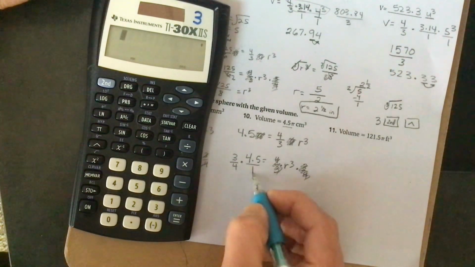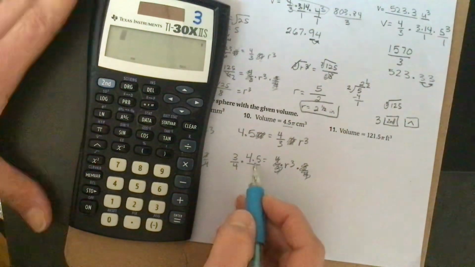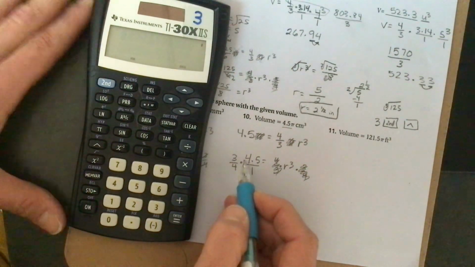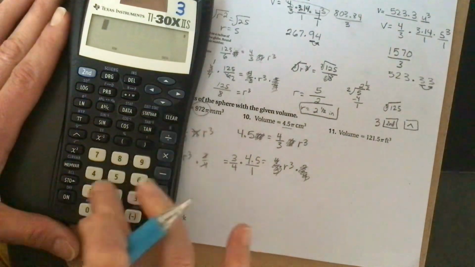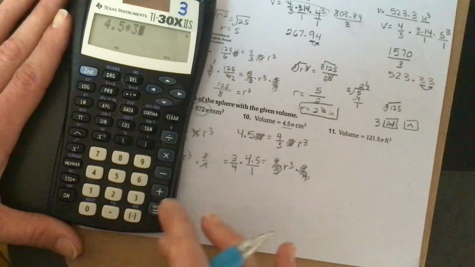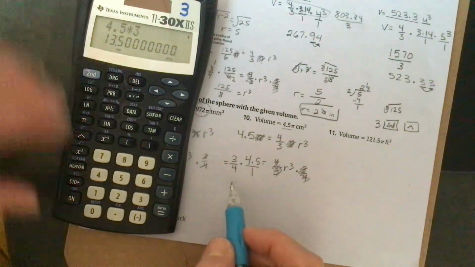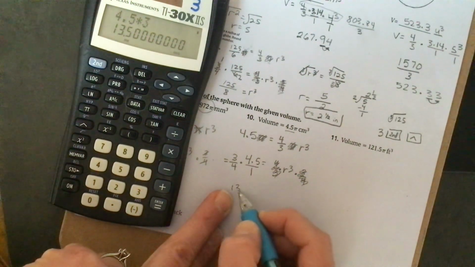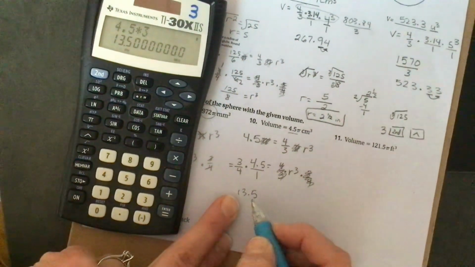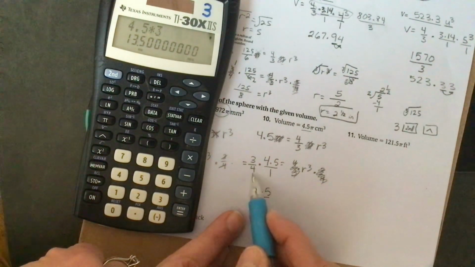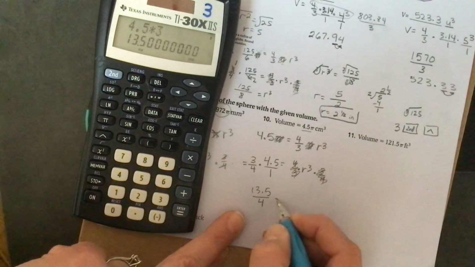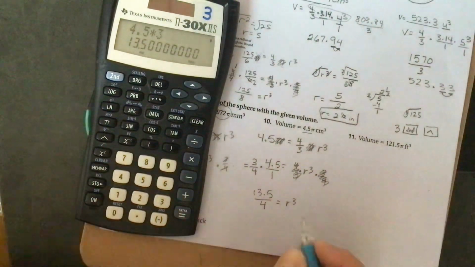And on this side, I'm just going to multiply straight across, just like what we've been doing. So I've got 4.5 times 3. So in my numerator, when I multiply that, it's 13.5. Okay. And then on my denominator, I don't need my calculator. 1 times 4 is just 4, equals r cubed.